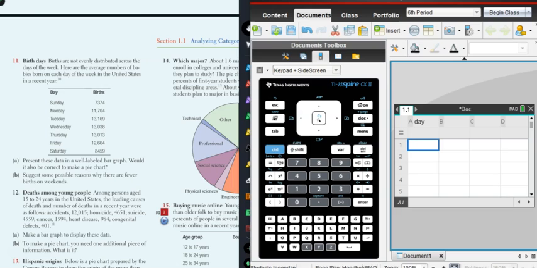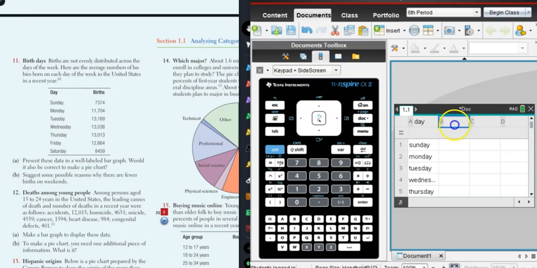So let's enter my days of the week. I've got Sunday, Monday, Tuesday, Wednesday, Thursday, Friday, and Saturday, if I could spell correctly. So those are going to represent my days of the week.